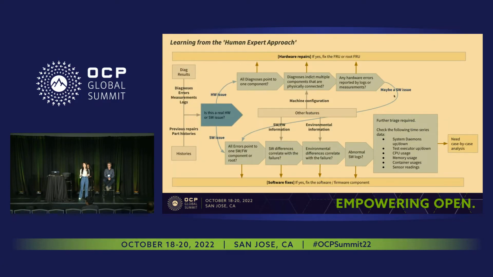So let's look at how we sequence the model by first describing how humans root cause a test failure. We start from test results. Usually, after a brief look, we have an initial judgment whether it is a hardware or software issue. If it's a hardware issue and the verdicts point to the same component, we identify that component and send it to repairs. If the verdicts spread across multiple components, we check the machine topology to see if the reported components are physically or functionally connected. If they are, we send the root part to repairs.